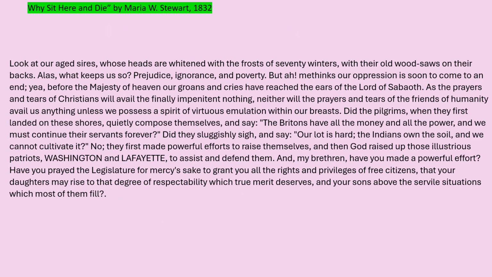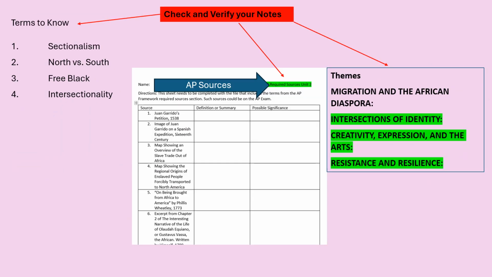In this section, we see a connection to the Pilgrims. Our oppression is soon to come to an end. Then the transition here is, did the Pilgrims, when they first landed on these shores, quietly compose themselves and say, the Britons have all the money and all the power, and we must continue their servants forever? And we know where that ended up. That eventually leads to the American Revolution. And so what you can take from this is an argument or a comparison where the author is suggesting that at some point there is definitely going to be some response to slavery, and it's possibly not going to be permanent.